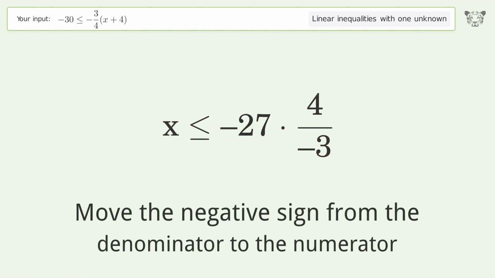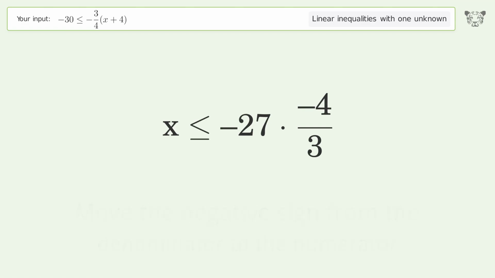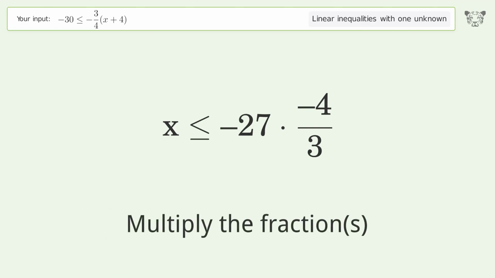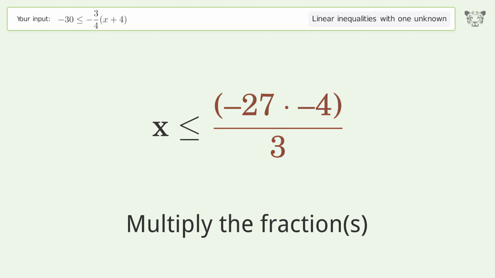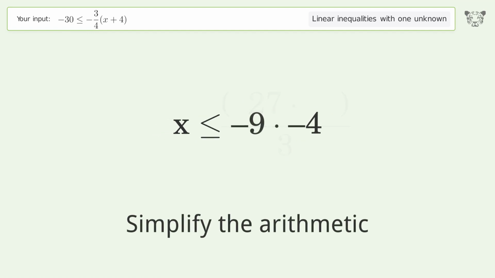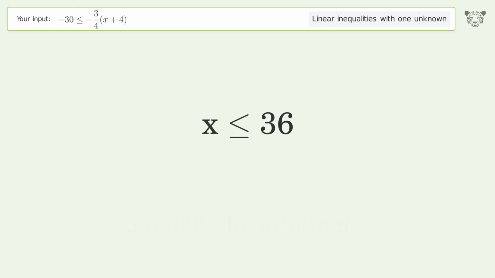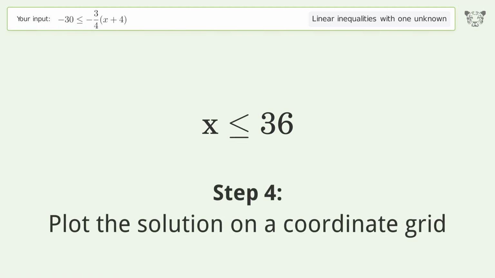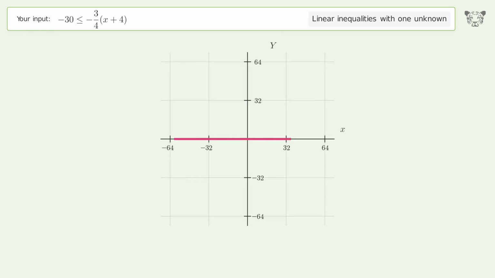Move the negative sign from the denominator to the numerator. Multiply the fractions. Simplify the arithmetic. Plot the solution on a coordinate grid. And so the final result is x equal or smaller than 36.